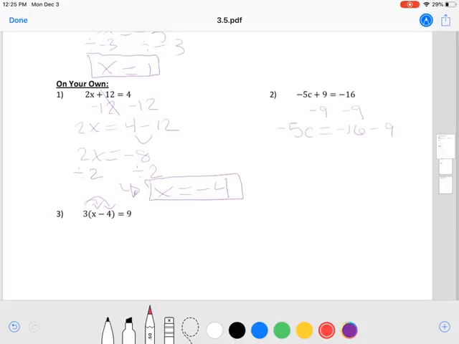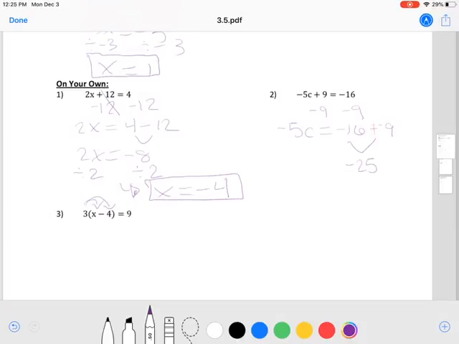And you guys should know from our integers unit, if we have this subtraction, we can flip change. So we're going to keep the negative 16, change subtraction to addition, and then change this positive 9 to a negative 9. So now we have negative 16 plus negative 9, which equals negative 25.